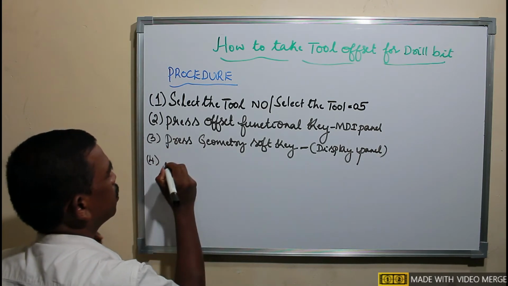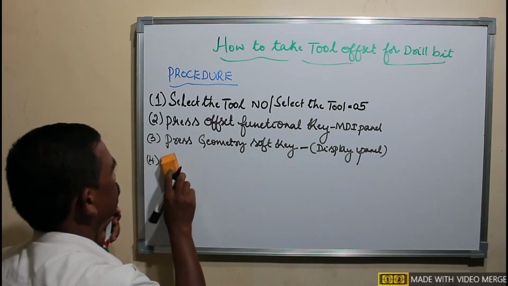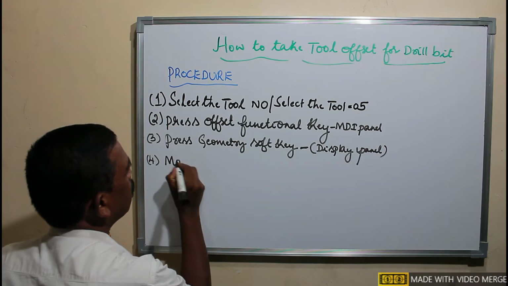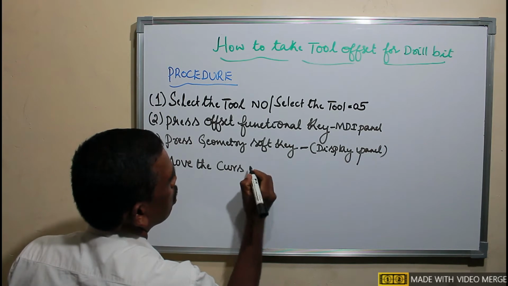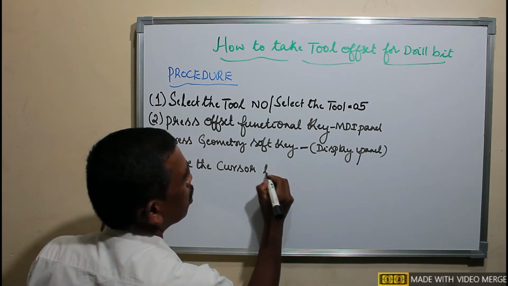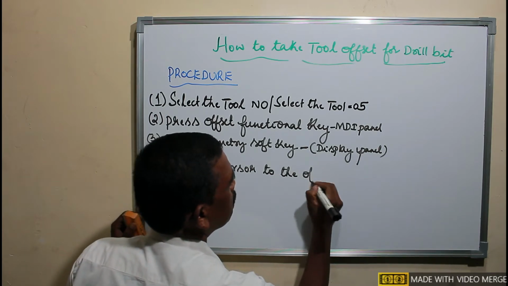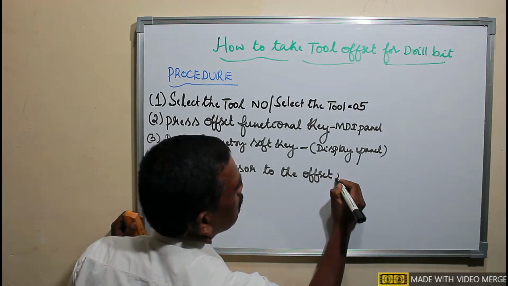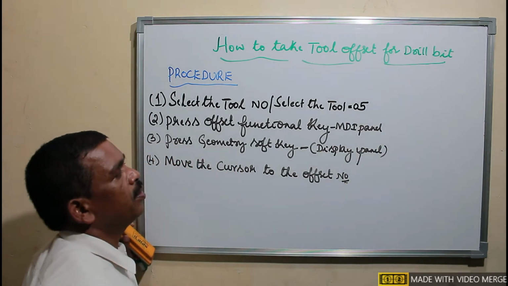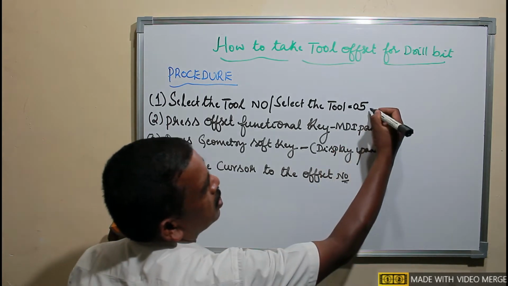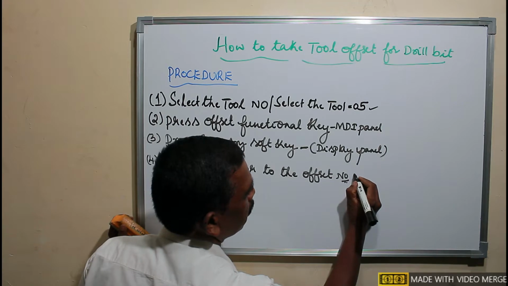And then move the cursor to the offset number. So that is, if you fix the tool drill bit on station number 5, move the cursor to the offset number 5.